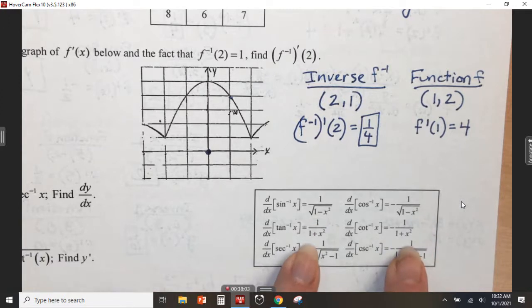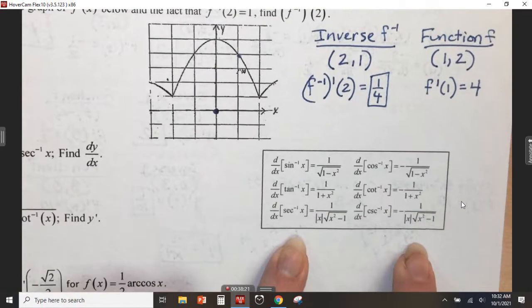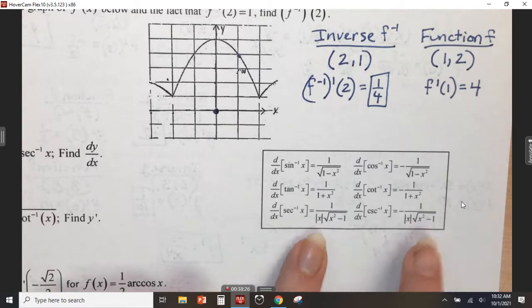Okay? The derivative of inverse tangent of x and the derivative of inverse cotangent of x are almost exactly the same, except the inverse cotangent of x has a negative derivative, 1 over 1 plus x squared. And then the derivative of the inverse secant of x and the derivative of the inverse cosecant of x are almost exactly the same, except the one for the inverse cosecant is negative. 1 over the absolute value of x times the square root of x squared minus 1.